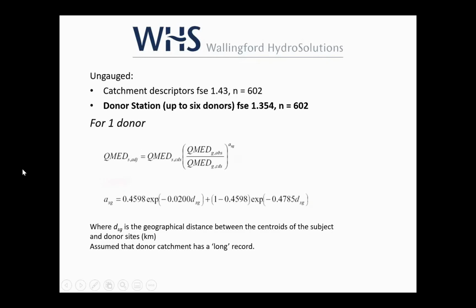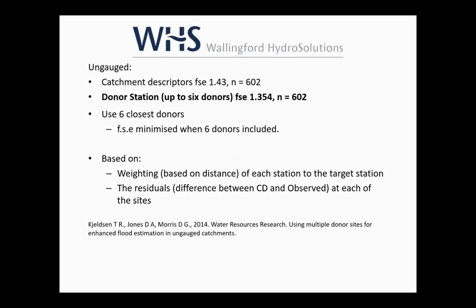Now there's also another term you can see there, ASG, which basically accounts for the distance between your donor site and your ungauged site. The greater that distance, the less influence your donor station is going to have. Now this is useful, but relying on one station to represent a trend across an area is fraught with uncertainty. Therefore, WINFAP 4 allows you to use up to 6 donors.